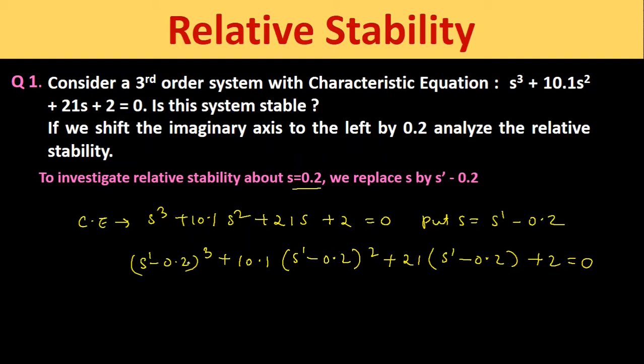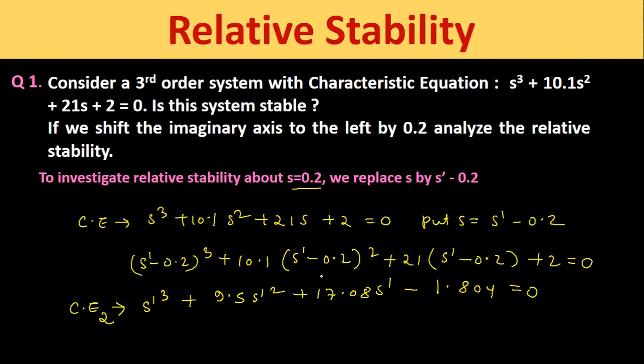After application of formula and simplifying this equation, we will get this type of equation: s dash to the power 3 plus 9.5 s dash square plus 17.08 s dash minus 1.804 is equal to 0. Now this is our new characteristic equation. We will take this as characteristic equation number 2. Now based on this characteristic equation, we have to again build the Routh's array and check the stability.